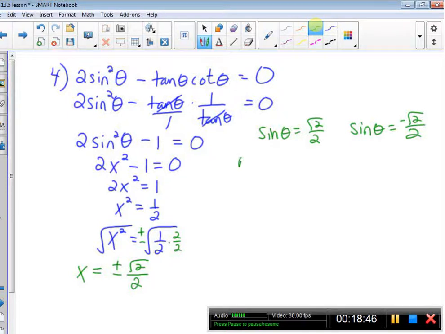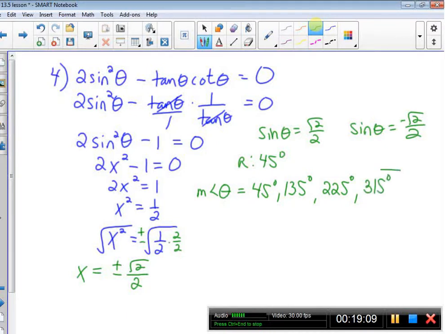So our reference angle is 45 for both, and we're going around all 4 quadrants. So theta's measure, the measure of angle theta, is 45, 180 minus 45, or 135, 180 plus 45 for quadrant 3 where it's negative, and 360 minus 45, which is 315 where it is also negative.